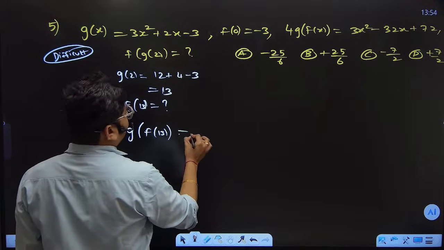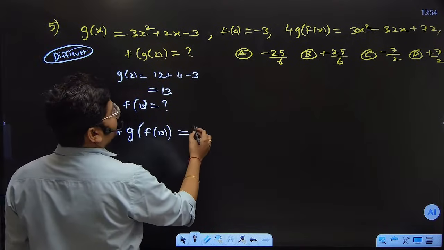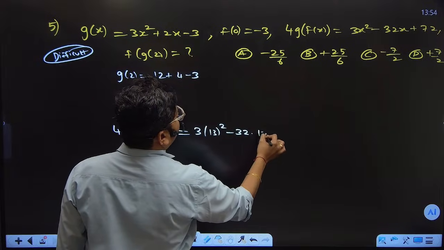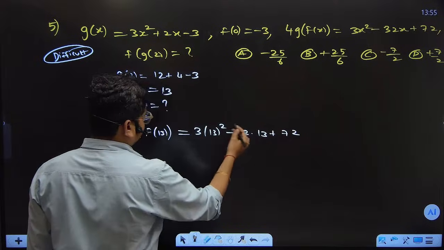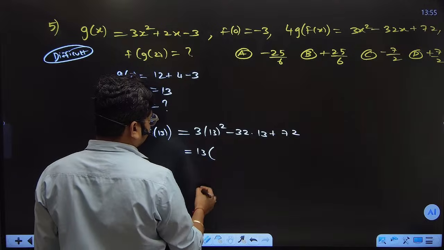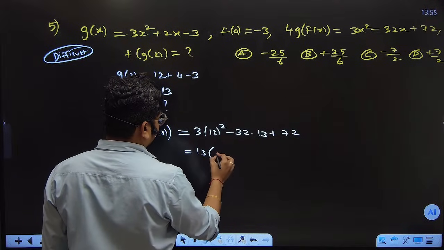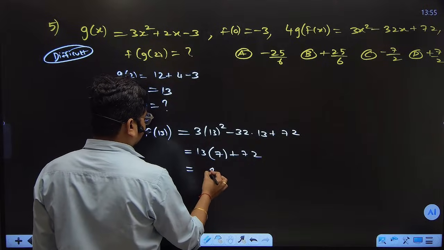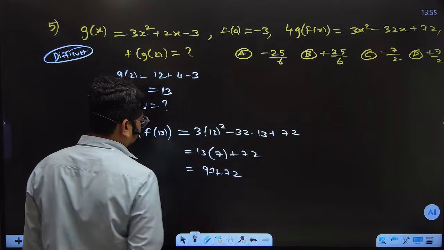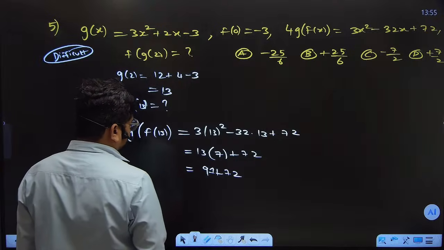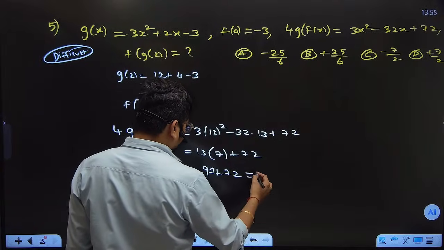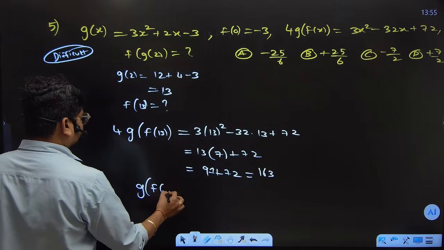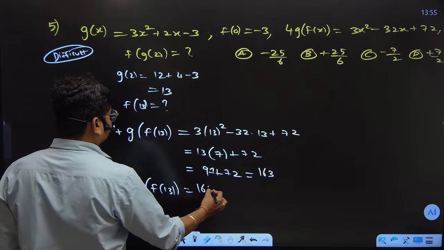is equal to, replacing x with 13, 3 times 13 square minus 32 into 13 plus 72. So this is something like 39 minus 32, which is 7, plus 72. So it is 91 plus 72, and then you get 163. That means g of f of 13 is 163 by 4.